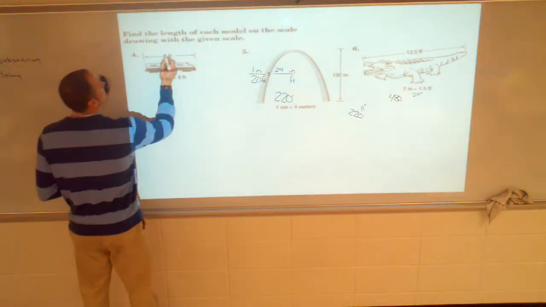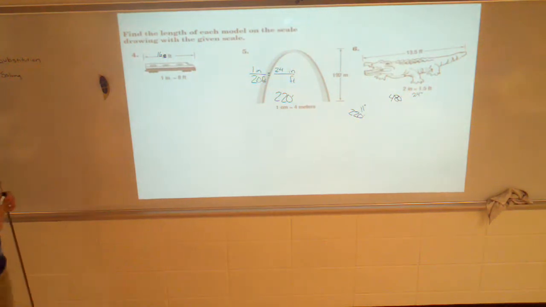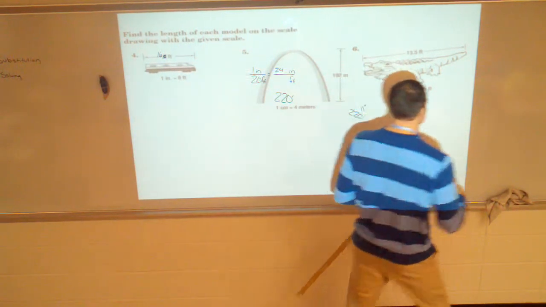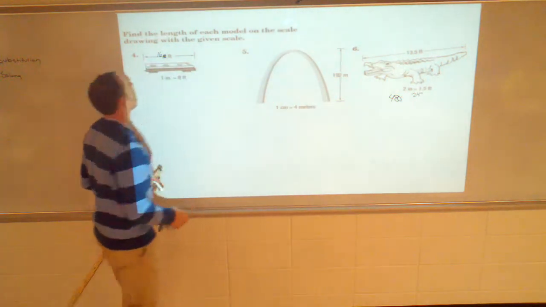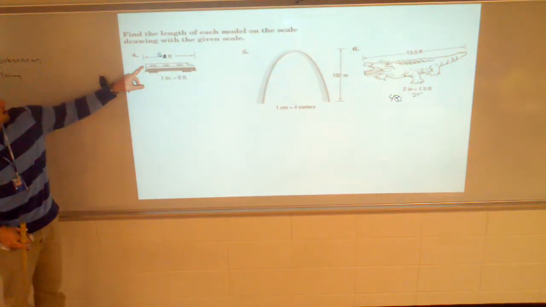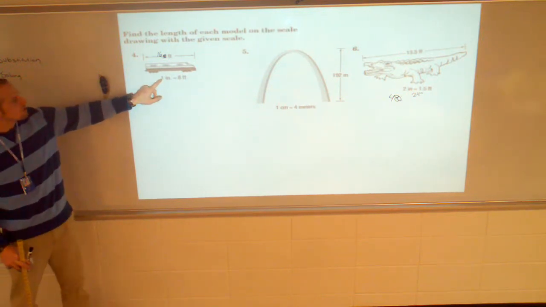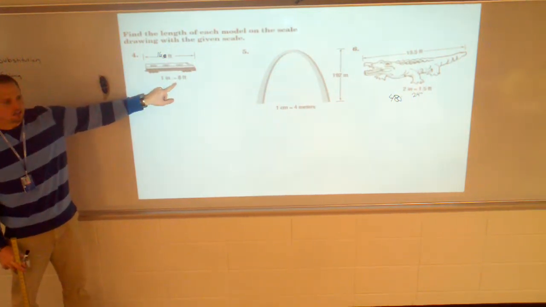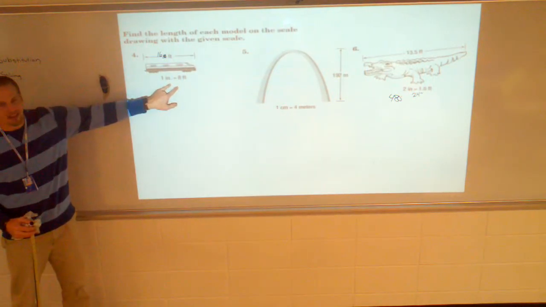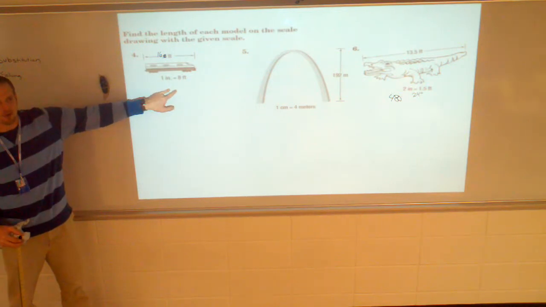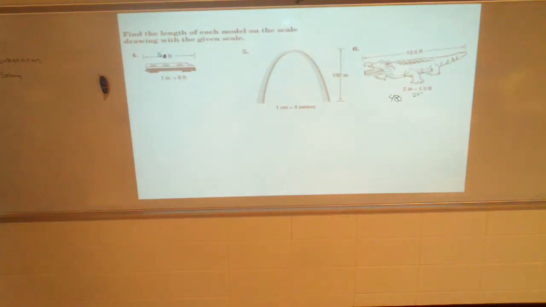Now, it says find the length of each model on the scale drawing with the given scale. So, right here, we've got a train car that is 16 feet long. The scale for the model is 1 inch equals 8 feet. What is the length of the model? Anytime you have a key or a scale, that's your first ratio. Put that in right away. 1 inch is 8 feet.